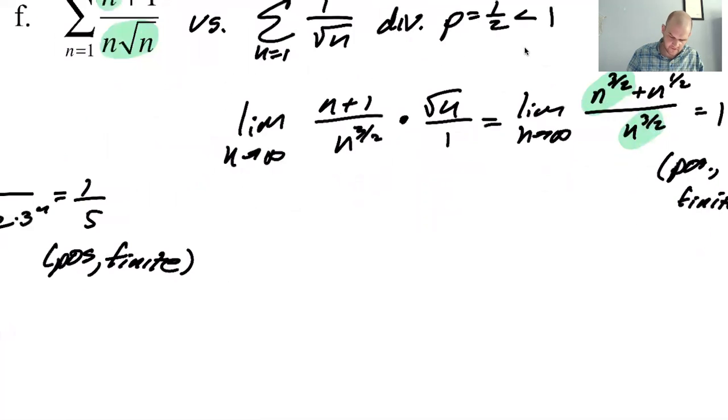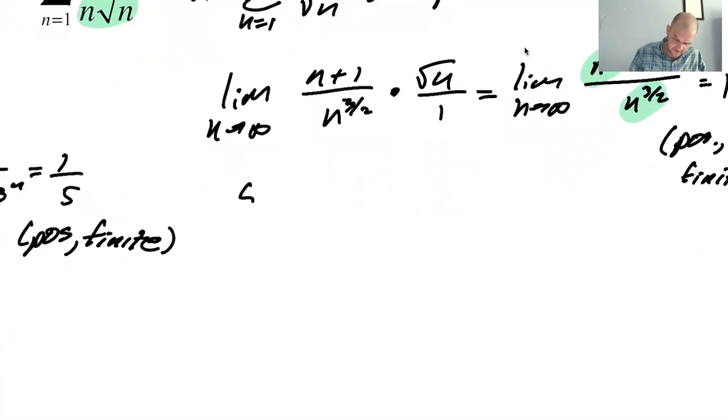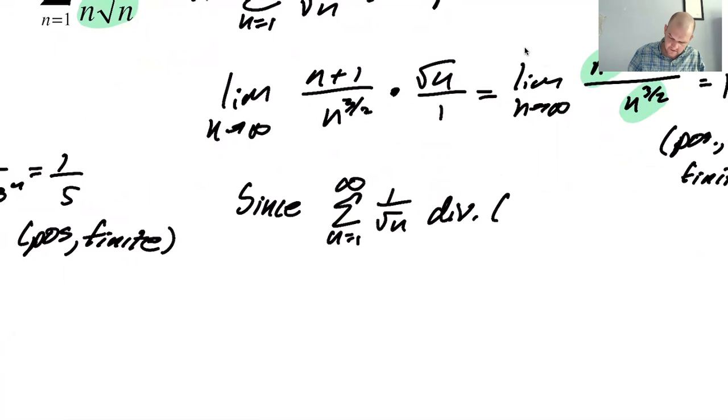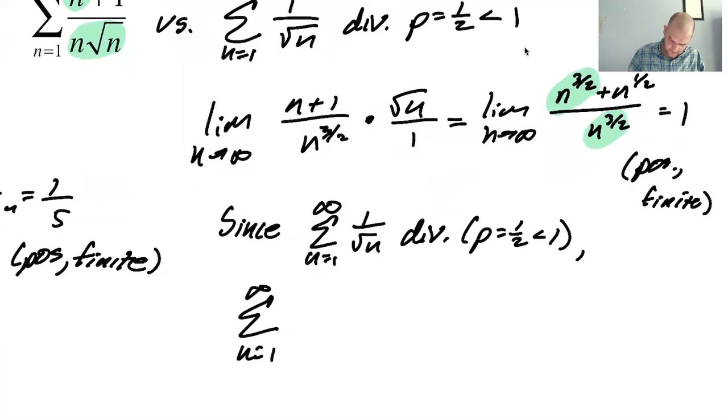All right, so let's write our response. So since the sum of 1 over root n diverges, p equals 1/2 less than 1, the sum from 1 to infinity of n plus 1 over n to the 3/2 times radical n diverges.